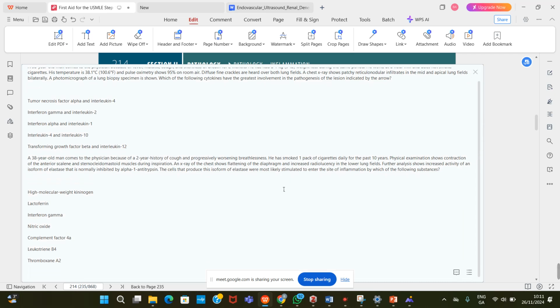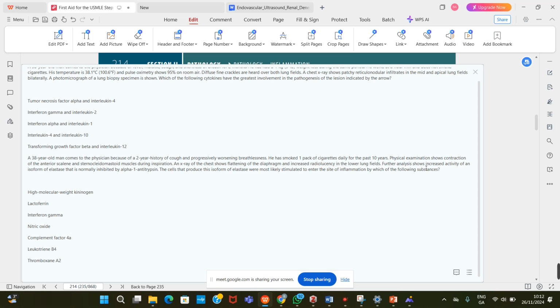A 38-year-old man comes to the physician because of a 2-year history of cough and progressive worsening breathlessness. He has smoked 1 pack of cigarettes daily for the past 10 years. So he's a chronic smoker. Physical examination shows contraction of the anterior scalene and sternocleidomastoid muscles during inspiration. A chest X-ray shows flattening of the diaphragm and increased radiolucency in the lower lung fields.